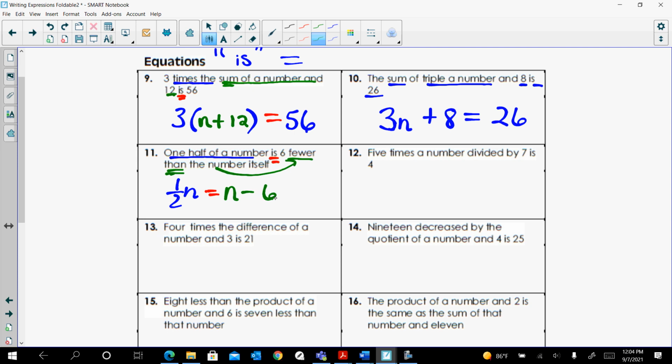All right, 12. Try 12. It says 5 times the number divided by 7 is 4. This one you can go in order. 5 times the number divided by 7 is 4. Check your understanding. 5n over 7 equals 4.